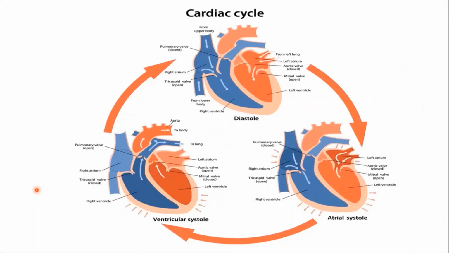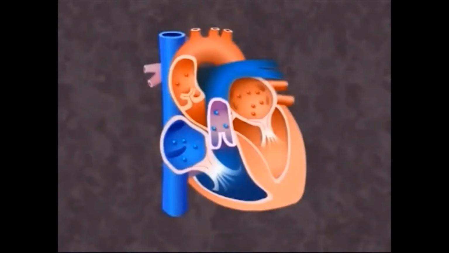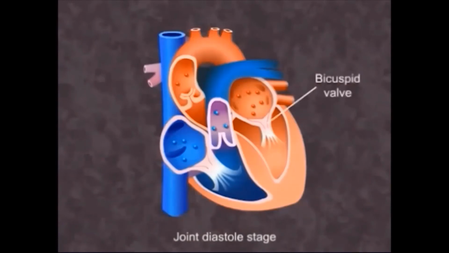Let's now watch a small video of cardiac cycle. Now, all the four chambers of heart are in relaxed state. First, atria enter into diastole at the time of ventricular systole. After the ventricular systole, all the four chambers will be in relaxed state, that is known as joint diastole or complete cardiac diastole. Now we can observe here that the bicuspid and tricuspid valves are open. These valves guard the atrioventricular apertures.